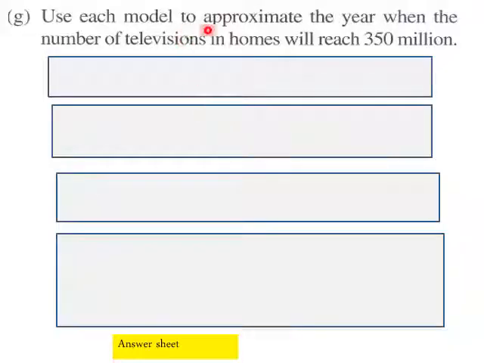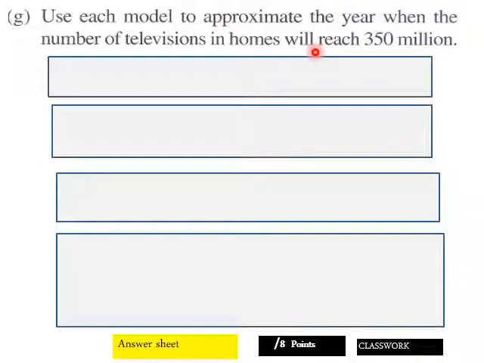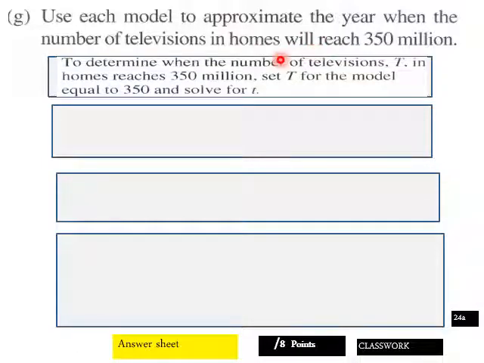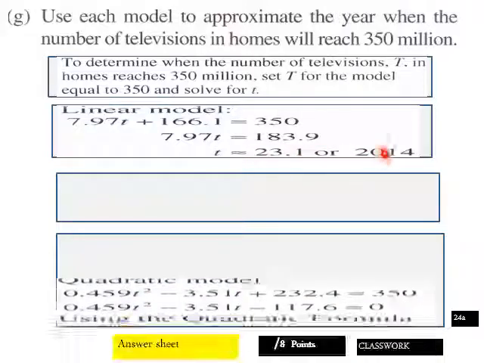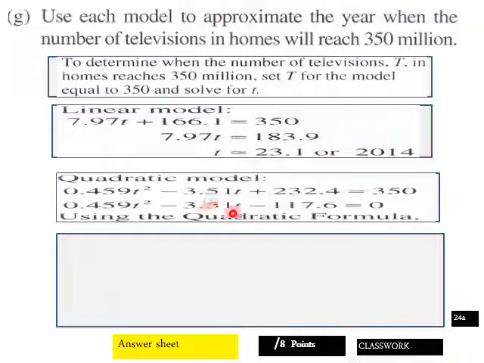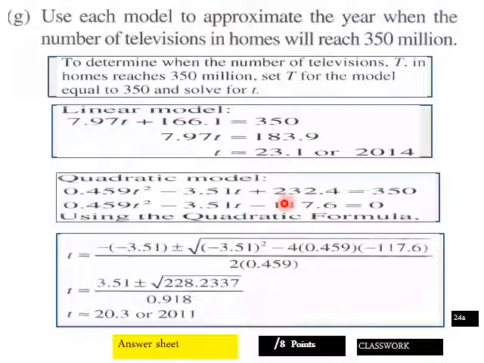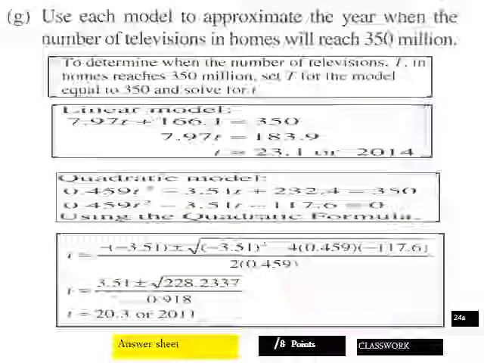Then use each model to approximate the year when the number of televisions in homes will reach 350 million. So set the model equal to 350 and solve for t. Here's our linear model. We have 23.1, or 2014. Using our quadratic model, making this equal 350, what we come up with is 20.3, or 2011. So the quadratic model says it's going to be earlier than the linear model does.